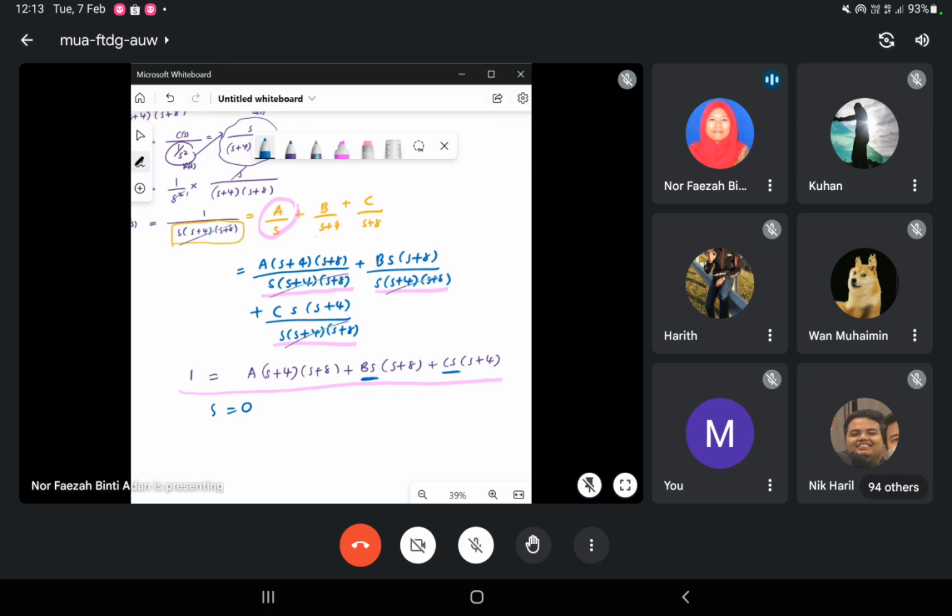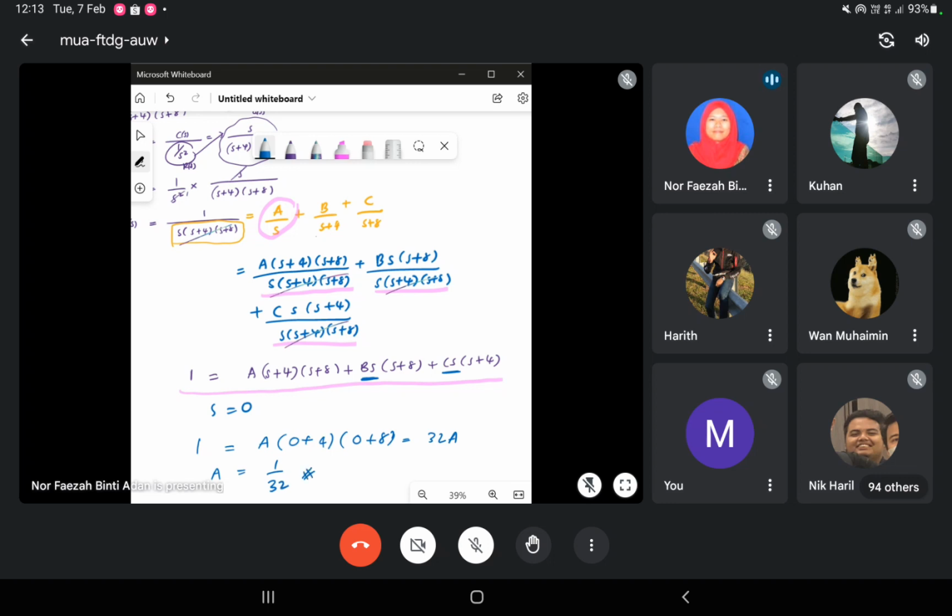Sini pun akan jadi kosong, sebab bila you substitute S kosong, B darab kosong, C darab kosong, kosong lah. So you akan dapat 1 equals to A, S tambah 4, kosong tambah 4, S tambah 8, kosong tambah 8. Okay, so you akan dapat 4 darab 8, 32A. So A equals to 1/32.